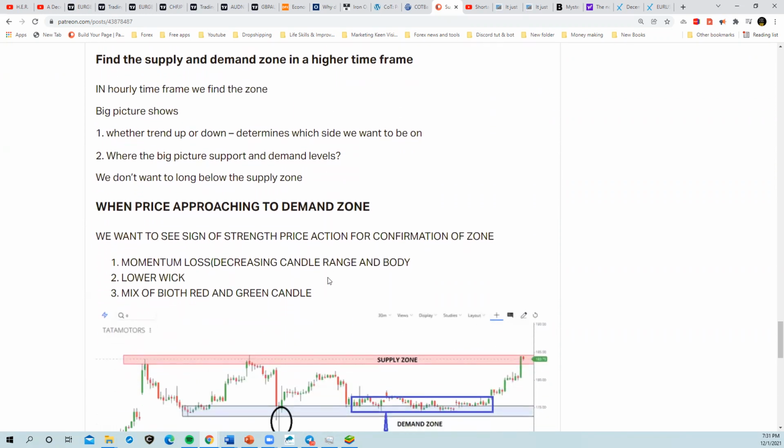On the hourly time frame, we find the zones. I prefer the 4 hour, or even the daily, which is a stronger zone. We use, like, the 4 hour. Whether the trend is up or down determines what side we want to be on, where the big picture is supporting demand levels. We don't want to go long below the supply zone.